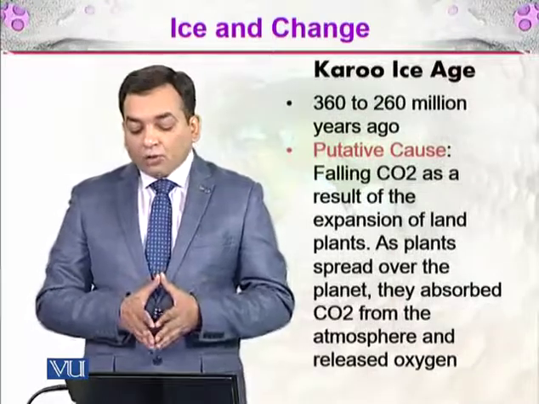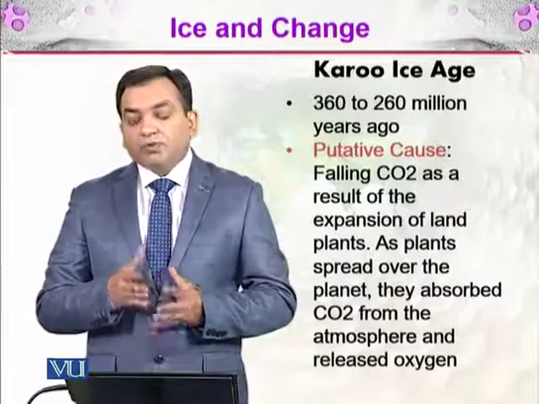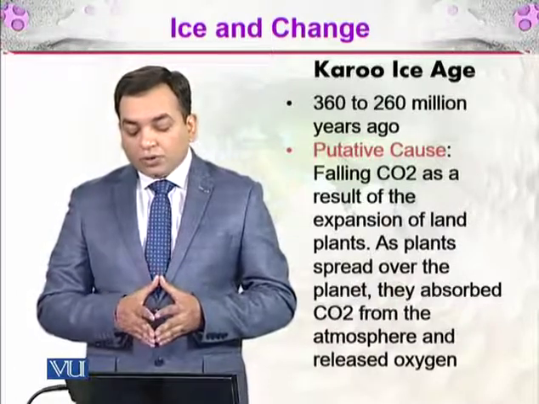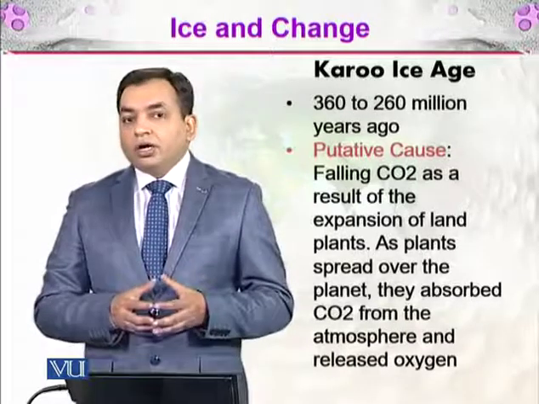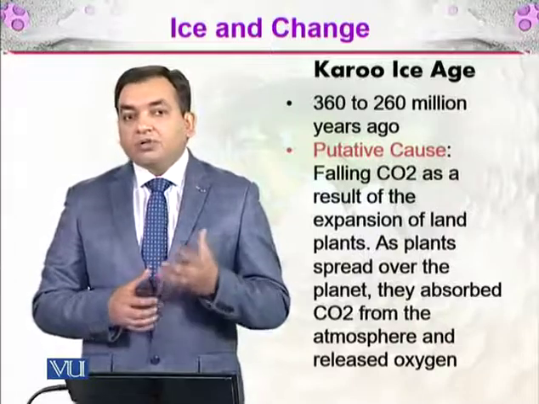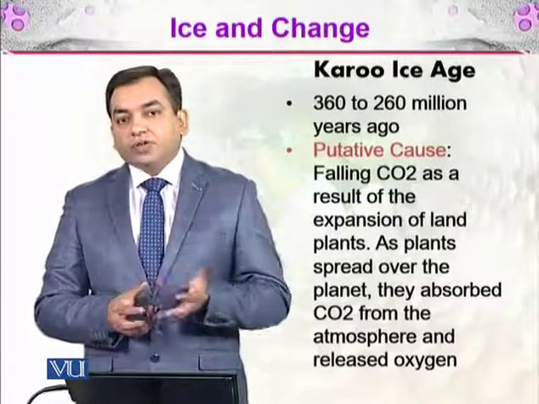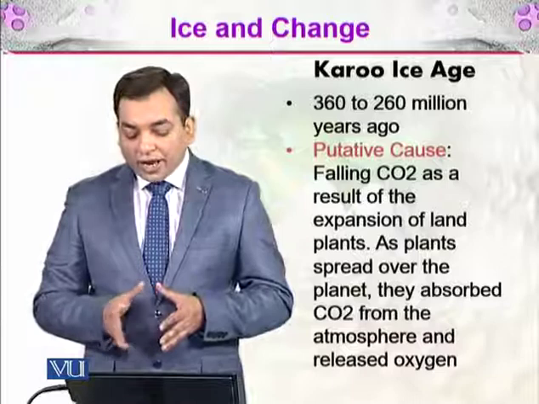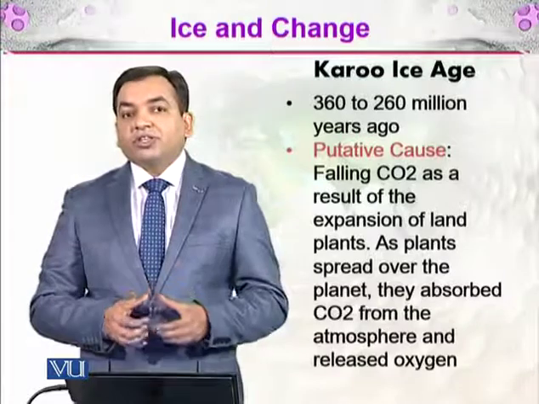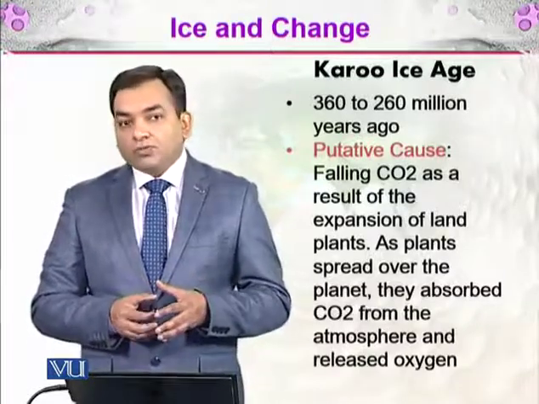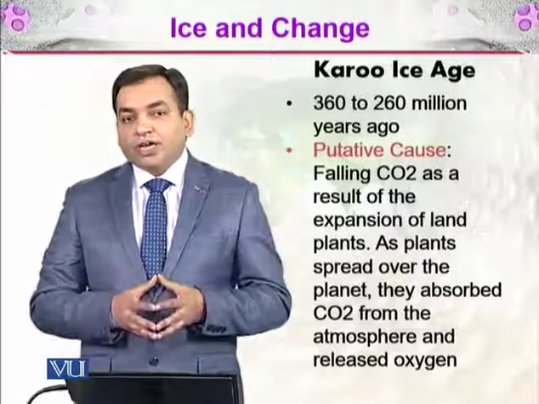Then there is the Karoo ice age, 360 to 260 million years ago. What was the putative cause? Falling CO2 as a result of the expansion of land plants. Land plants take in carbon dioxide and photosynthesize, giving out oxygen. As plants spread over the planet, they absorb carbon dioxide from the atmosphere and release oxygen, which results in the loss of the greenhouse effect due to carbon dioxide, a decrease in global temperature, and as a result, an ice age.